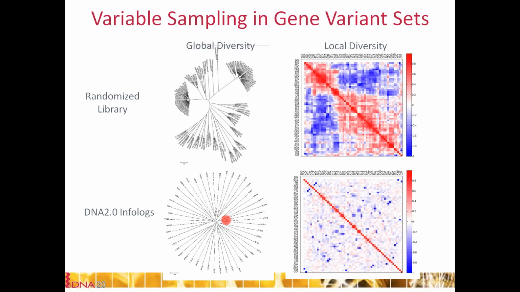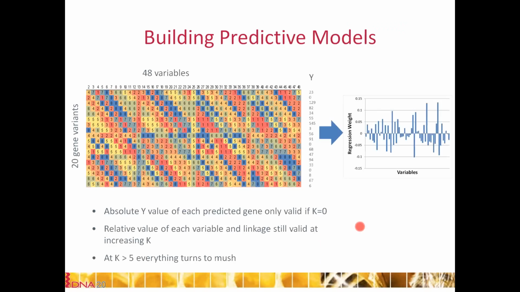Whereas when you do this with infologs, because we define every single data point, we basically define it so that you have the maximum space interrogation per data point. And everything is equidistant from each other from a global perspective. And also if you look at the local perspective for every single gene variant, you'll get a maximum distribution of your information. And so once you make these data points, your interrogation of this space will be orders of magnitude more efficient than a random sampling through a classic library. So once you have these data points, you can then use that to build predictive models.